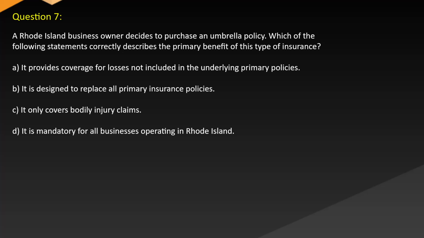Question 7. A Rhode Island business owner decides to purchase an umbrella policy. Which of the following statements correctly describes the primary benefit of this type of insurance? A. It provides coverage for losses not included in the underlying primary policies. B. It is designed to replace all primary insurance policies. C. It only covers bodily injury claims. D. It is mandatory for all businesses operating in Rhode Island.